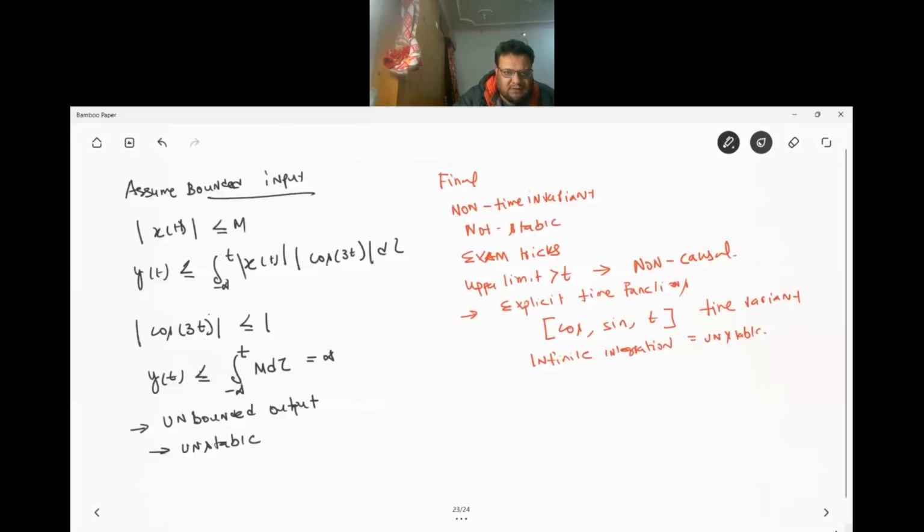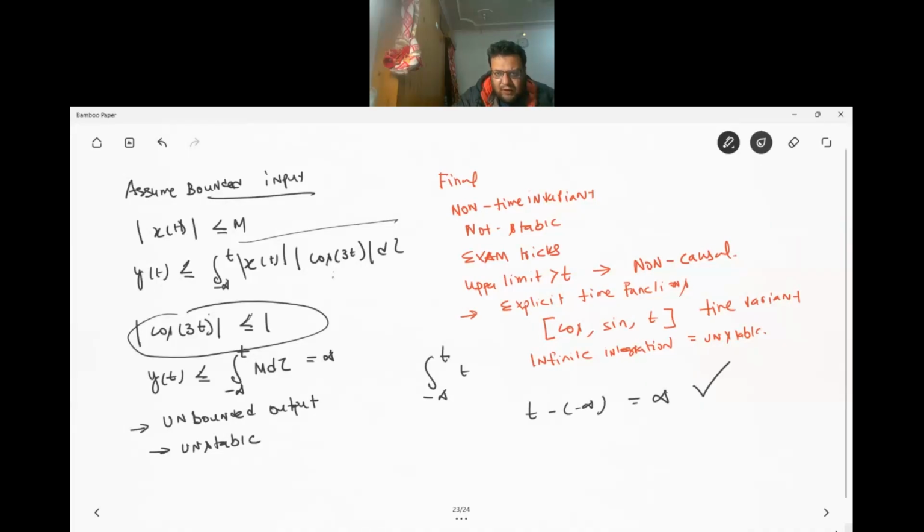Now, another way to check this is that assume the bounded input x of t is equal to M. So you take minus infinity to t, the entire function. Now, cos of 3 tau for this integration cannot be greater than 1, right? So if you integrate this function, minus infinity to t, and the d tau becomes t, so this will become t minus of minus infinity, which is equal to infinity. So hence it is unstable. So finally, non-time invariant, not stable.